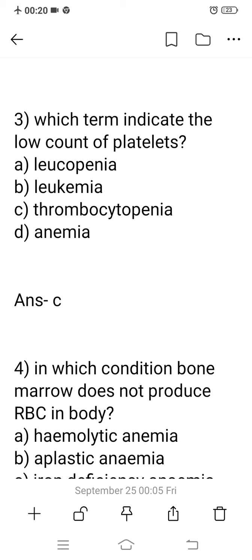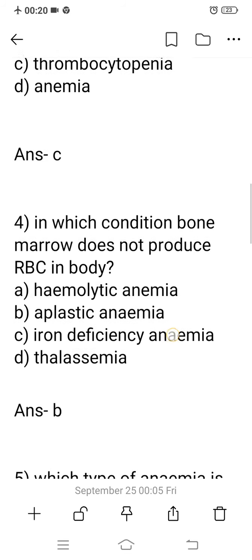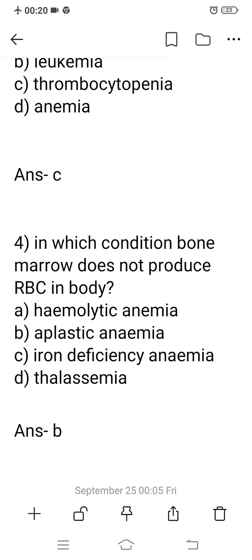Question number 3. Which term indicates the low count of platelets? Option number A, leukopenia. What do you mean by leukopenia? The abnormal decrease in the WBC count in our body is called leukopenia. Option number B, leukemia. Abnormal increase of the WBC count in our body is called leukemia or blood cancer.